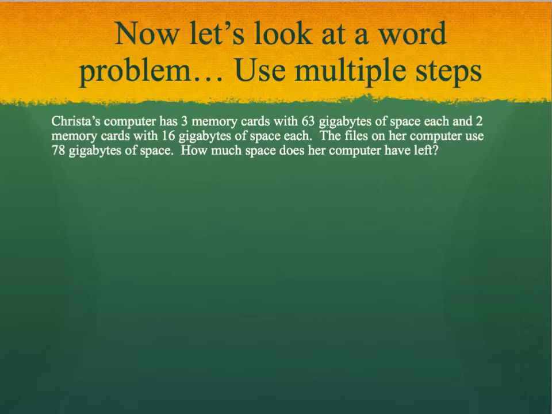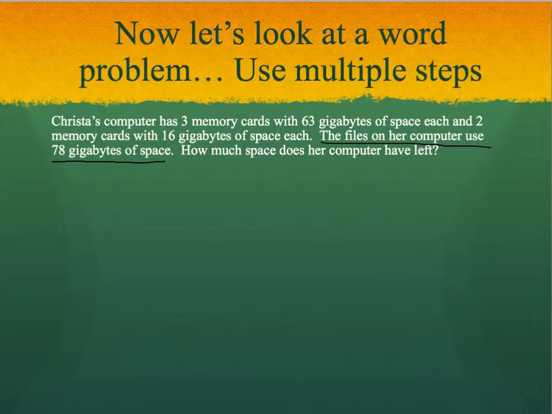All right, now we're going to use the order of operations using a multi-step word problem, which we practiced yesterday. So Christina's computer has 3 memory cards with 63 gigabytes of space, and 2 memory cards with 16 gigabytes of space each. So she has 3 memory cards with 63 gigabytes, and she has 2 memory cards with 16 gigabytes. The files on her computer use 78 gigabytes of space. So how much space does her computer have left?